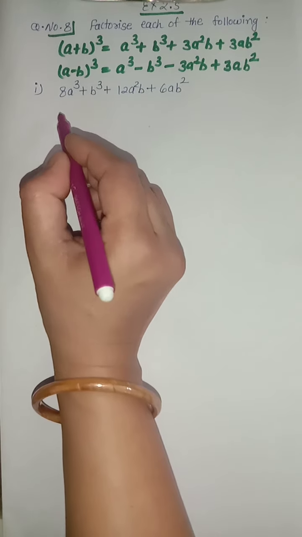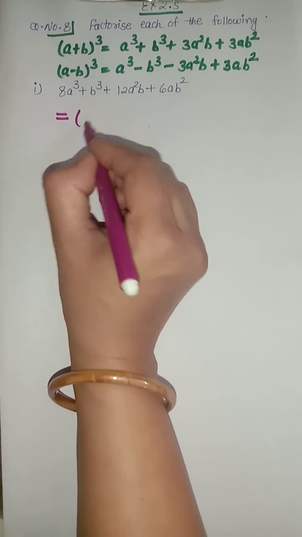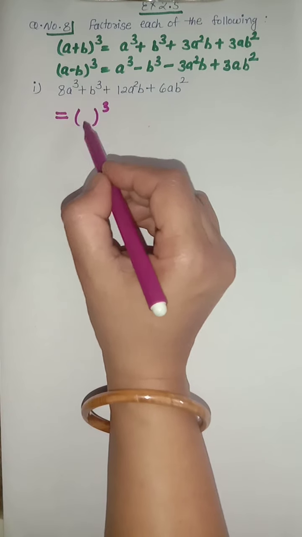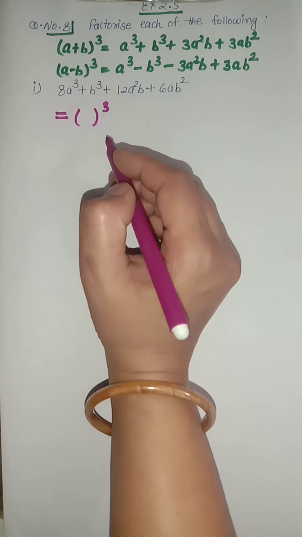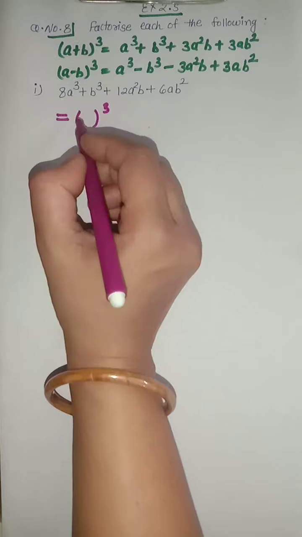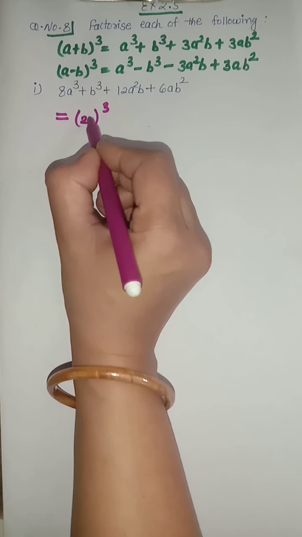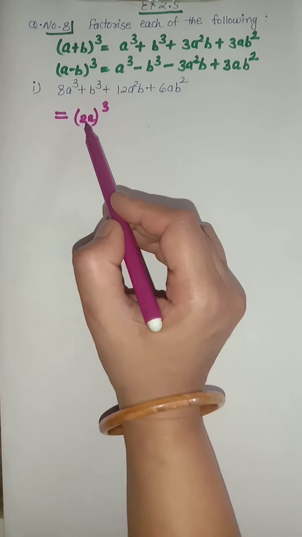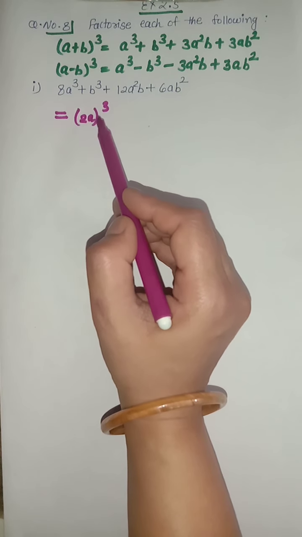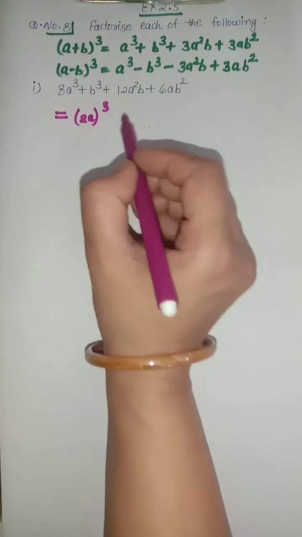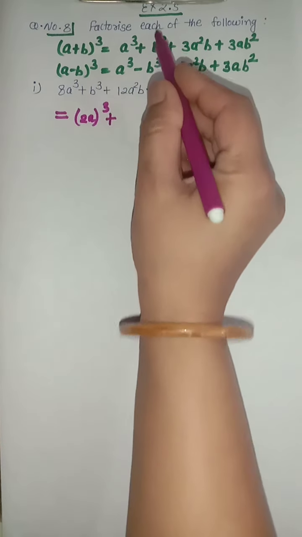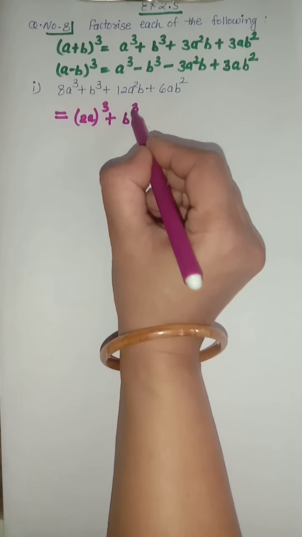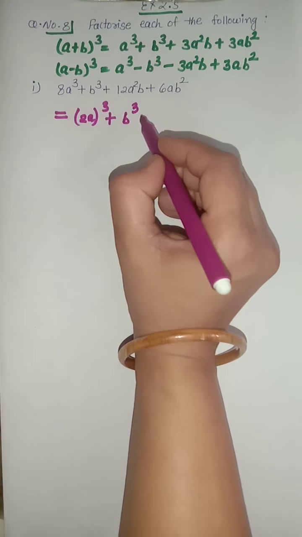How can we write this? 8a cube in whole cube form. In the identity there is a cube, so we will convert this 8a cube into whole cube form. Obviously we will write 2a whole cube, and when you multiply 2a three times, 2a into 2a into 2a, you will get 8a cube, plus b cube. You can write b cube as it is because b is already given here.